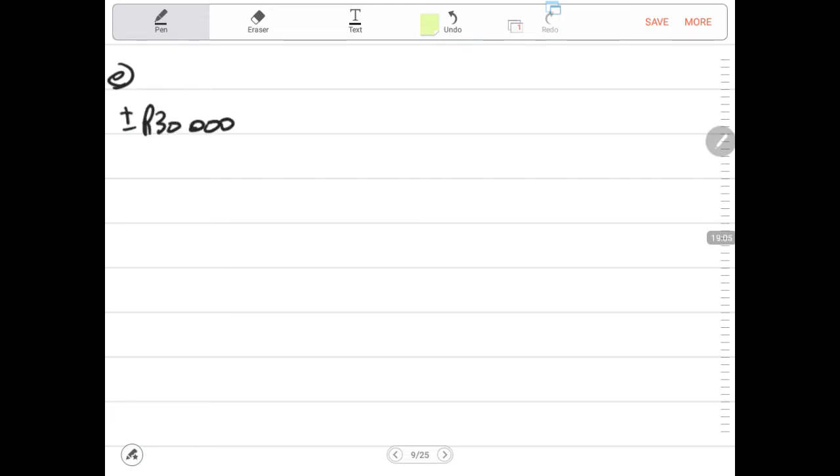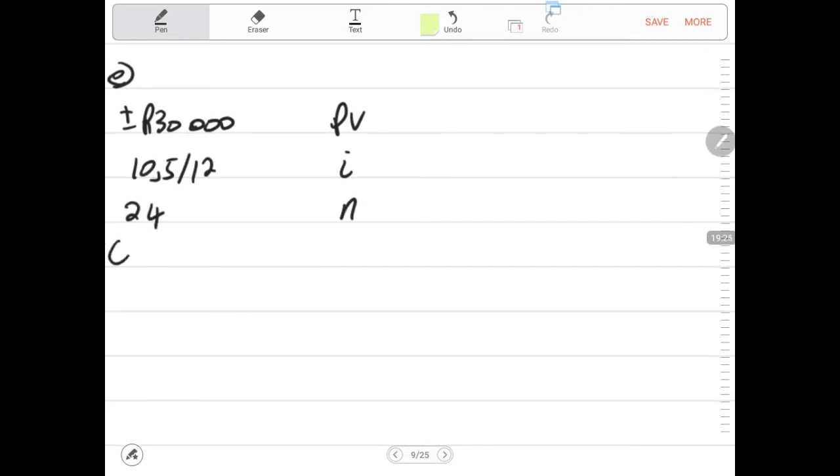Another option of raising this 70,000 is to invest 30,000 at the beginning of the period. This is our present value. This amount will earn interest at 10.5%, which is 10.5 divided by 12. Then it will earn interest for the next 24 months, meaning it will be compounded every month for the next 24 months. So we need to know how much will be in the account in the future, 24 months after the 30,000 is invested from the beginning of the period.